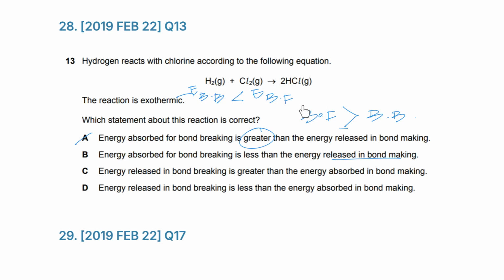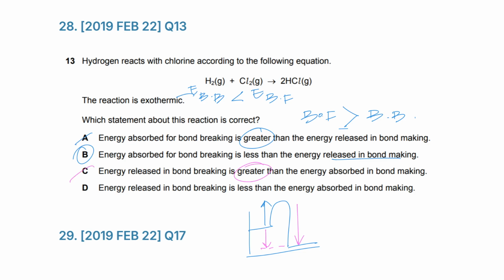Absorbed is less than released. That's what I've said. In bond formation, the energy released is more than the energy taken in. That's why it's exo. Energy taken in is less and energy given out is more, so that makes it exo. The enthalpy change is negative. Energy released in bond breaking is greater? No, energy released is less.